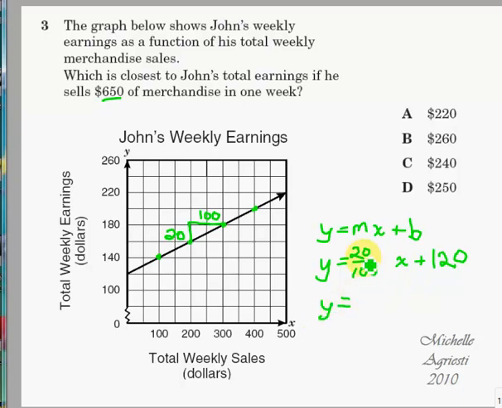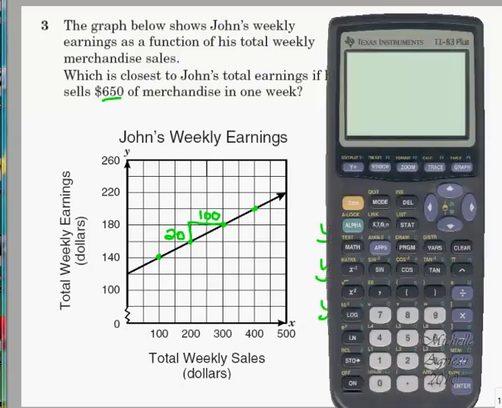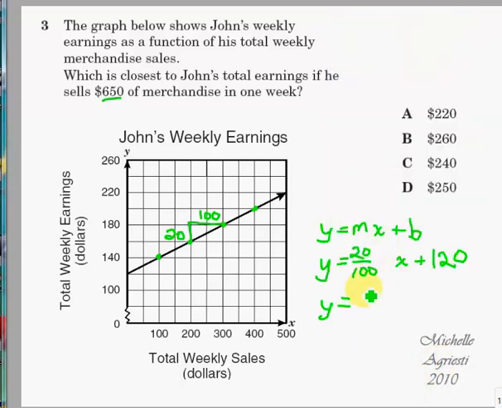20 over 100. Let me get the calculator. 20 divided by 100 is 2/10 as a decimal, or if you want to change it to fraction, remember you just do math, convert to fraction, and that's 1/5. We like slope to be as a fraction, so we'll just leave it 1/5. Okay, so now we have an equation.